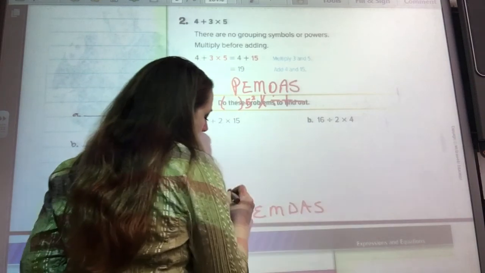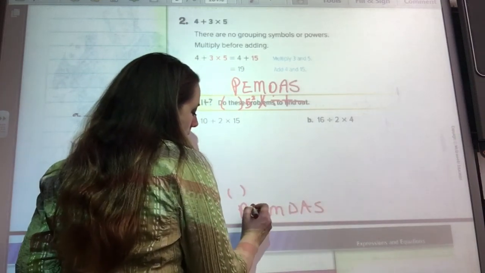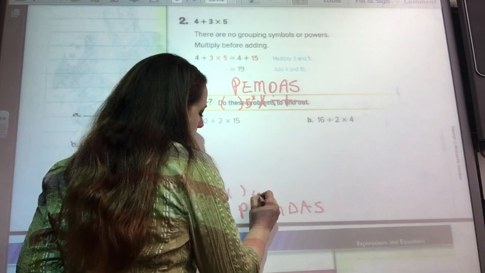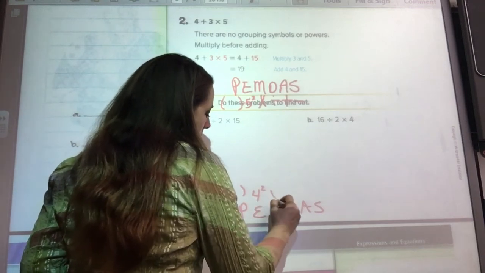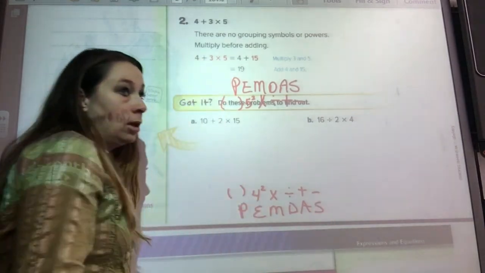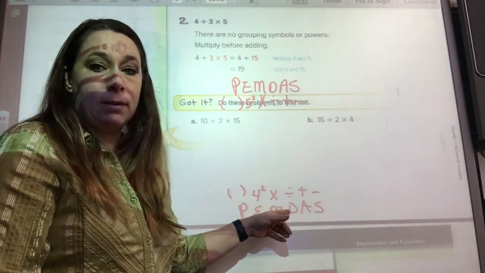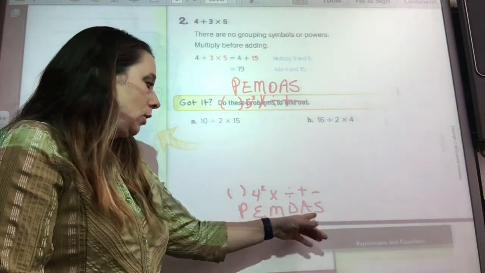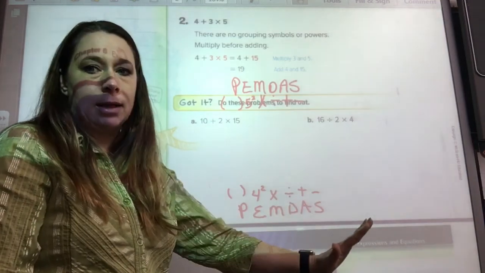Make sure you have this in your notes. Parentheses. Anything in parentheses. Then exponents. Then multiply, divide, add, subtract. Remember, if you have both multiply and divide, read left to right. If you have both add and subtract, read left to right.